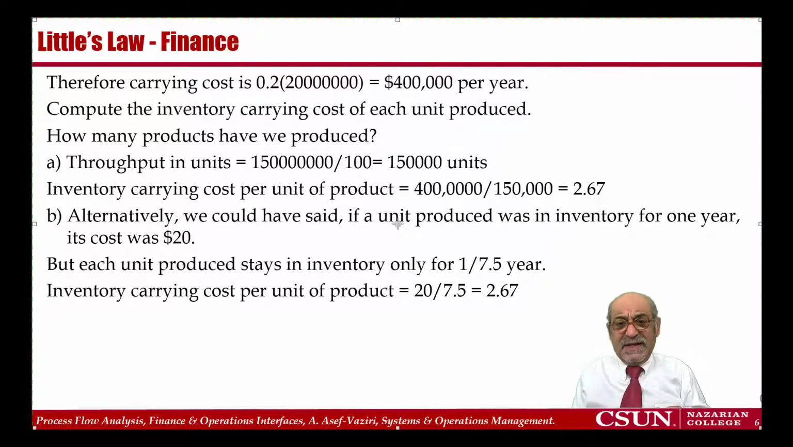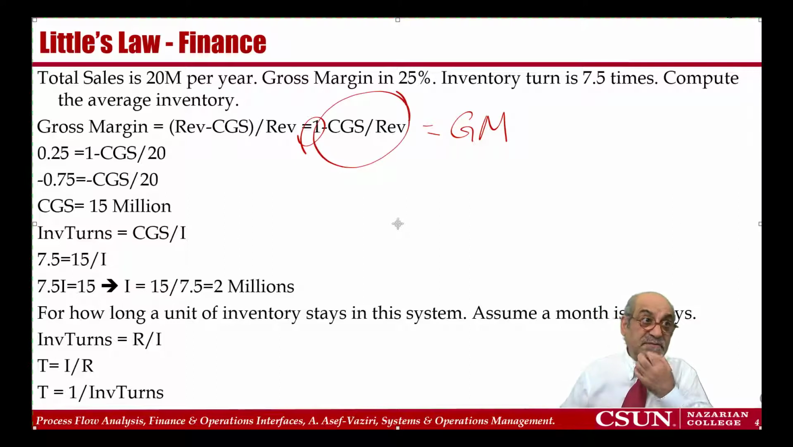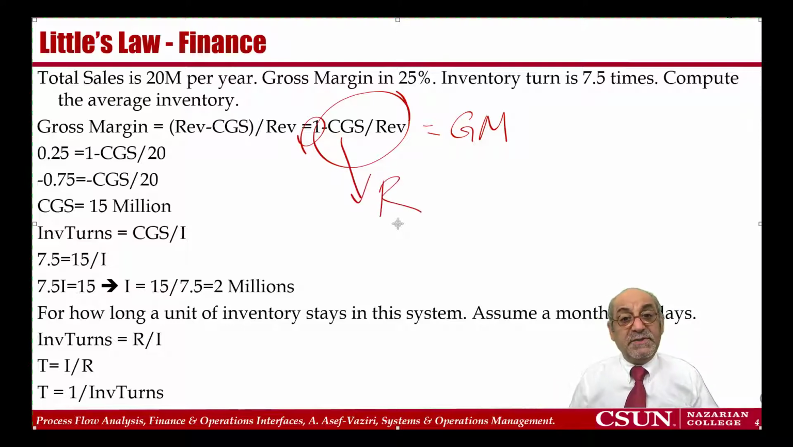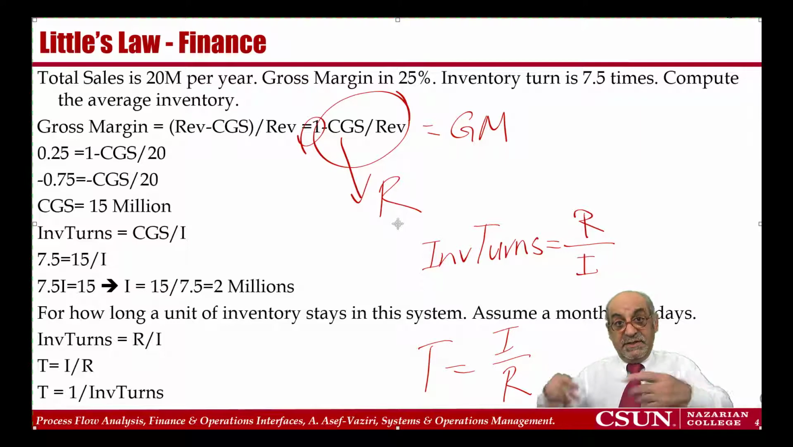But let me just summarize things that we need to know. We discussed this equation. Gross margin is equal to 1 minus cost of goods sold divided by revenue. We said throughput is cost of goods sold, not revenue. Inventory turns is equal to throughput divided by average inventory. Flow time is equal to average inventory divided by throughput. So these are the reciprocal of each other. I think this is all the concepts that we discussed.